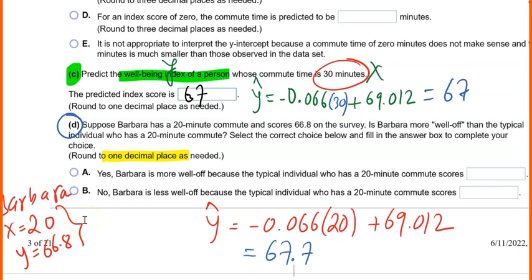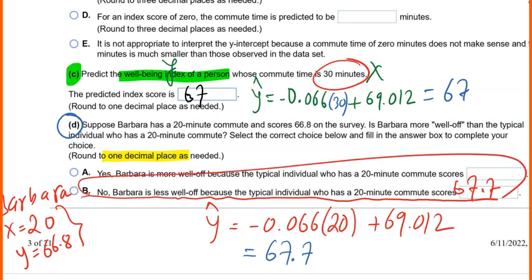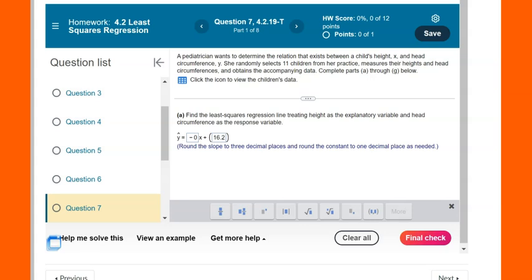Well, you have to put this. No, Barbara is less well off because the typical individual who has a 20 minutes commute time scores 67.7, and Barbara has 66.8, and the answer is B.